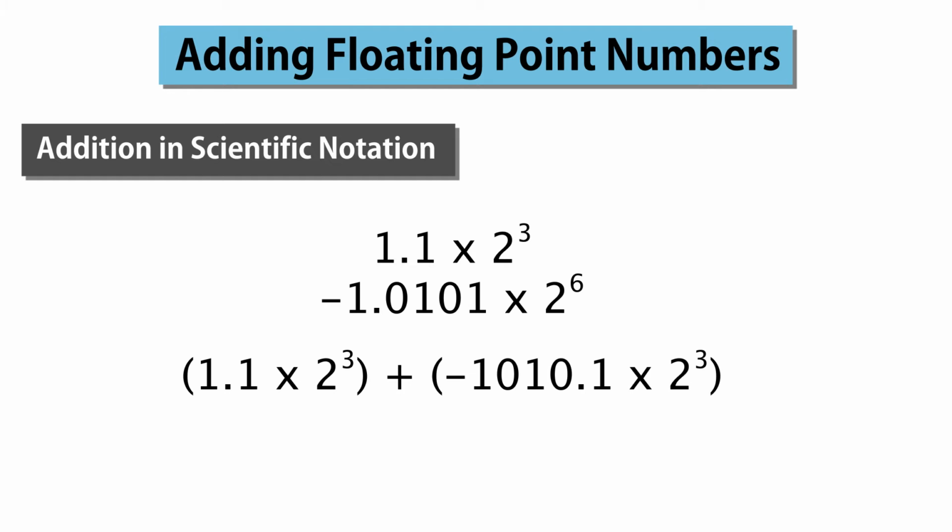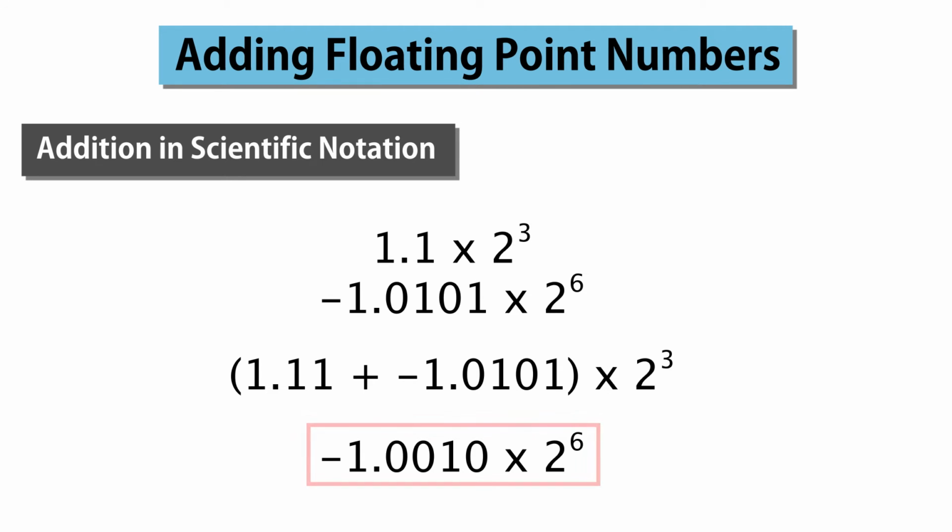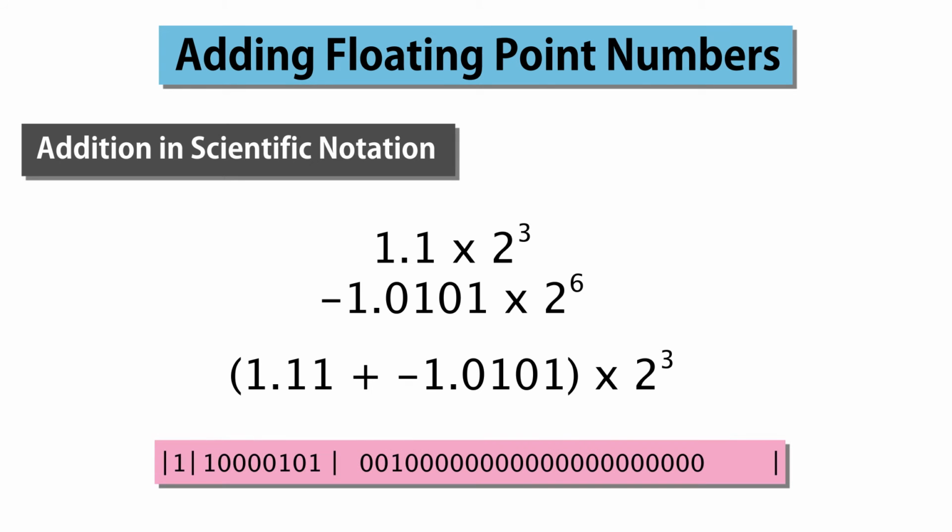Now that the exponents match, we can add the two numbers together. Again, we factor out the 2 cubed and add the coefficients. This yields this sum. Once again, the answer is correct, but it's not in the right format. We want to have a single 1 to the left of the binary point. So we adjust the coefficient by moving the binary point 3 places to the left and compensate by raising the exponent by 3. That result is shown here. Finally, this result is easily converted into floating point format.